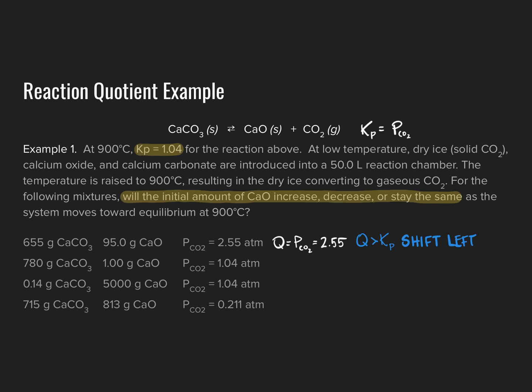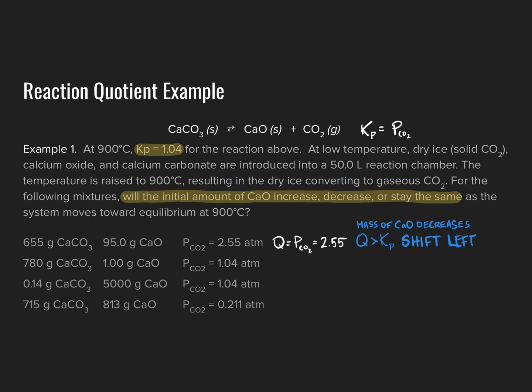Now again, importantly, the concentration of CaO would not change because solids do not change in concentration as you add more or less of them to the system. That being said, however, as the reaction shifts to the left, calcium oxide is consumed as calcium carbonate is formed. Therefore, the left shift expected in the system would cause the amount of calcium oxide in the system to decrease.